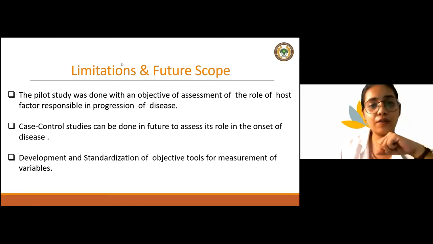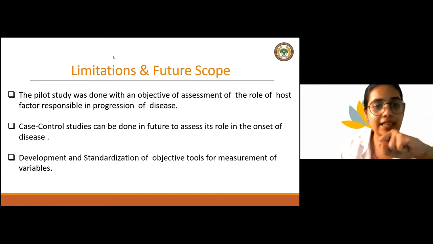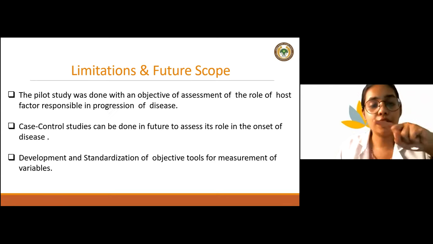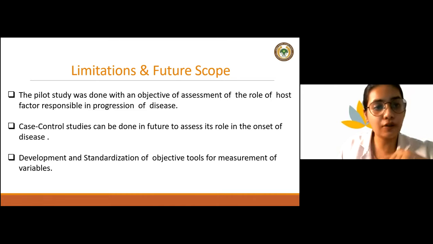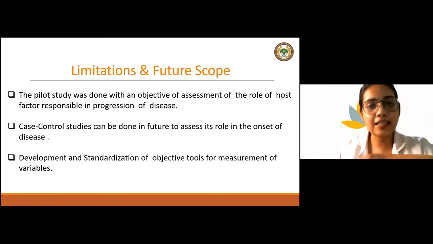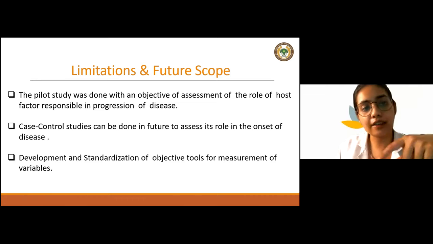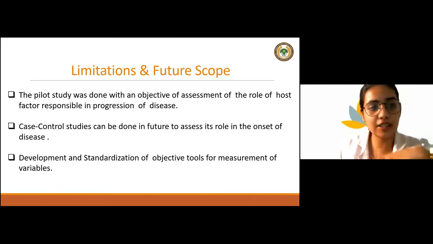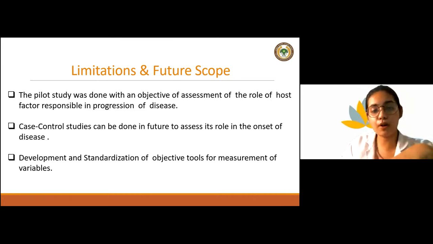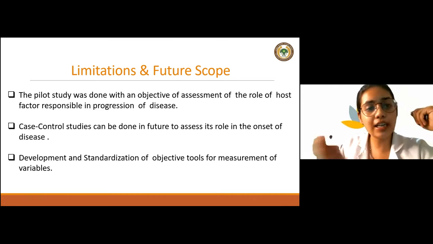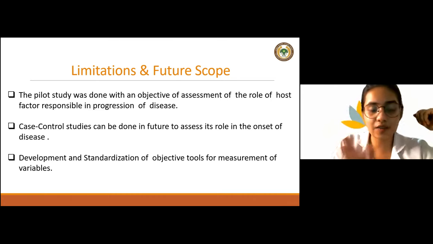The limitation of this particular study was that it was a pilot study, done with the objective of assessing the role of host factor responsible in progression of disease. We did not assess the role of the factor responsible in onset of disease. There are two kinds of mechanism that we could follow: this factor could be responsible for onset of a disease, and it could also be responsible for progression of a disease. We only assessed the progression stage of the disease. We did not assess the onset stage.